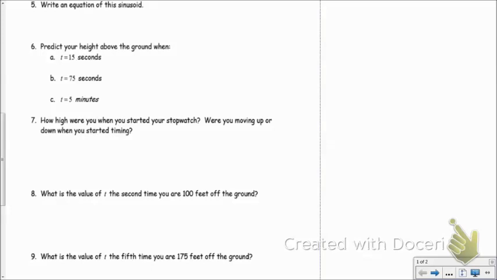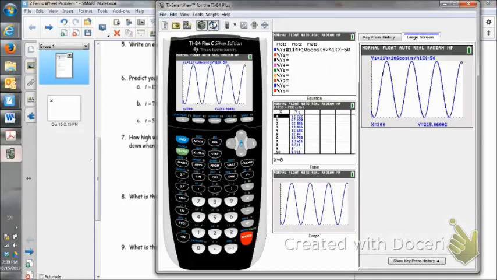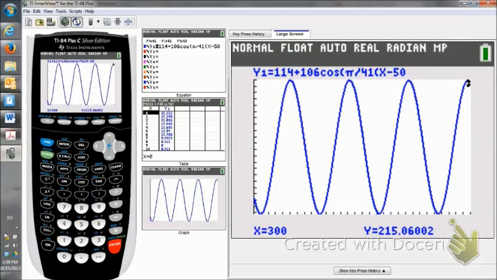Okay, so when I started my stopwatch, that means that's a time of x equals 0. And then it wants to know, was I moving up or was I moving down at that time? Okay, so we're going to look back at my graph picture here. So let's go back to my calculator and let's see what's happening at x equals 0. Okay, so let me try and make this a little bit bigger.